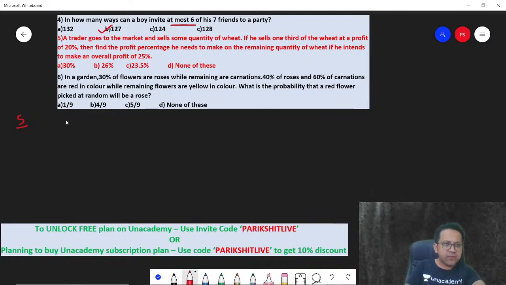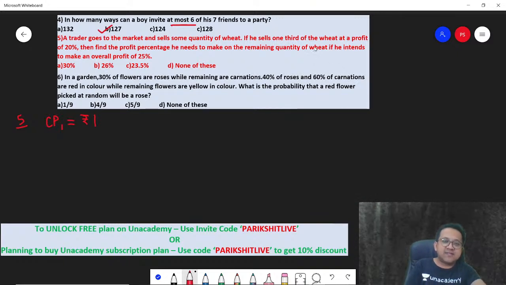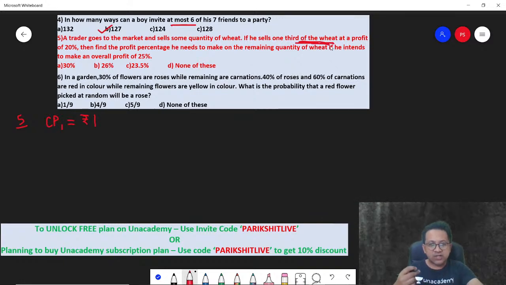Okay. So let's say the cost price of 1 gram of wheat, let it be 1 rupee. I'm just assuming a number. You can assume any number you want; you will get the same answer. If you are selling 1/3 of the wheat, I need the total quantity to be a multiple of 3 so that the calculations become easy. Nothing else. You can assume any quantity.